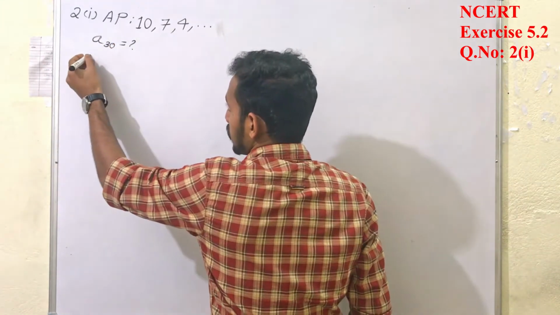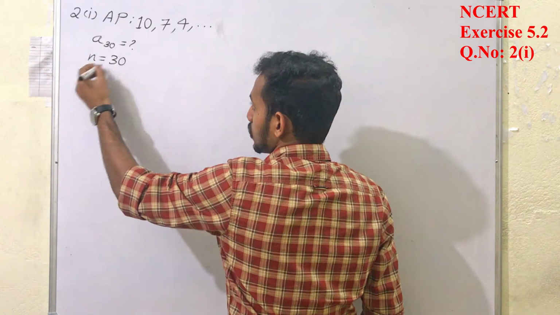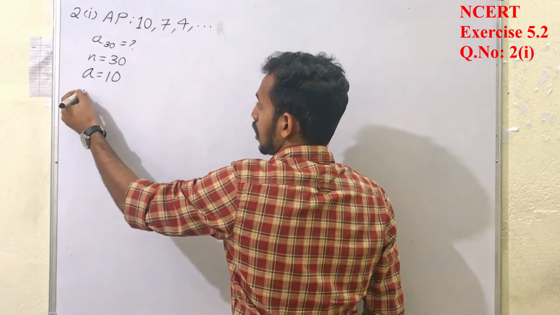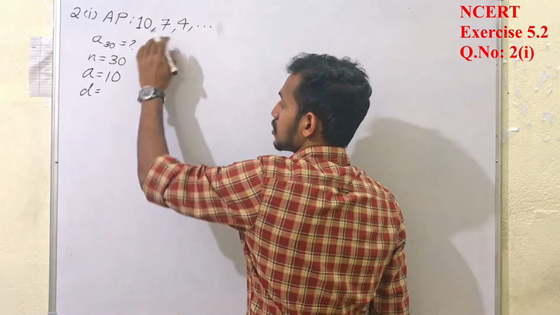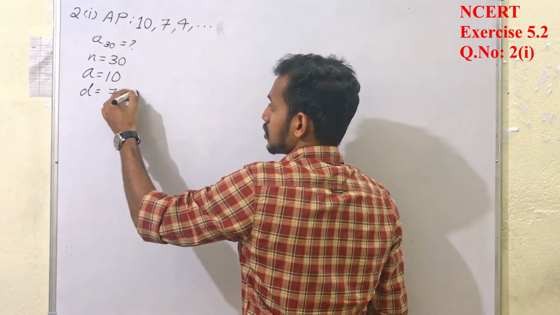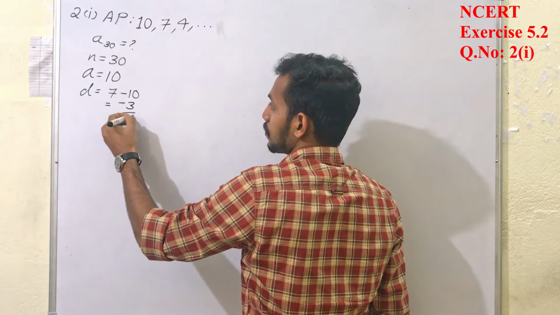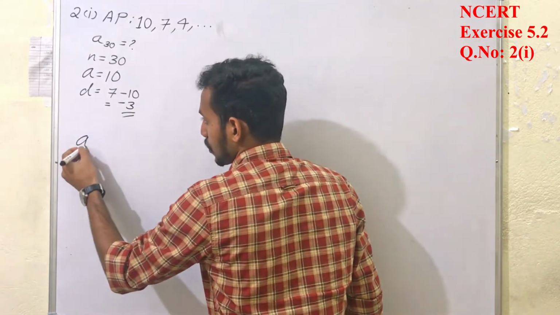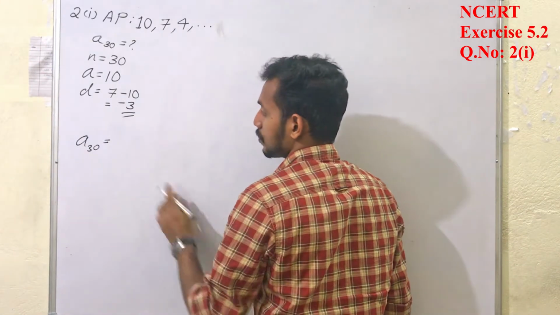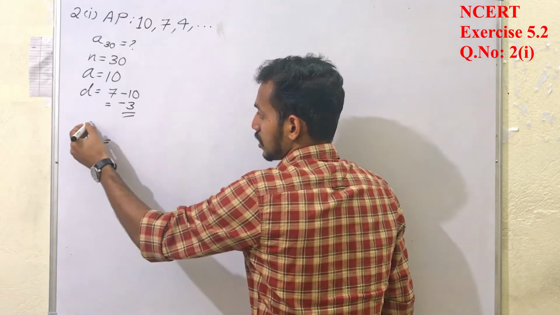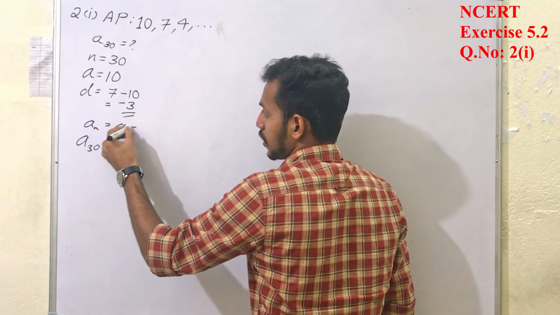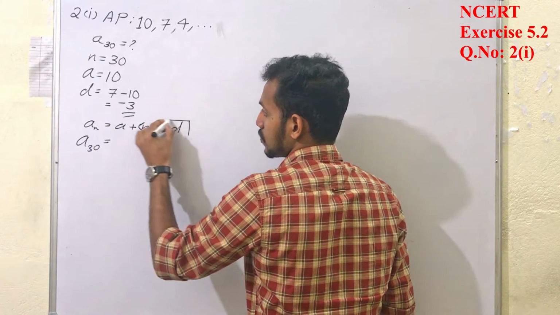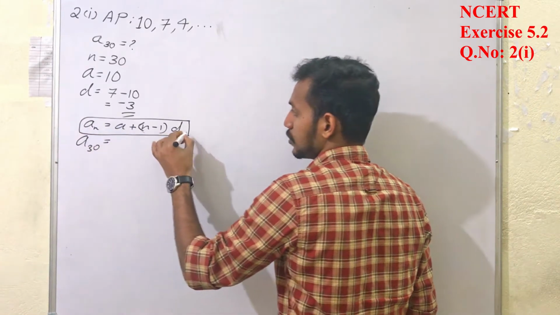So for finding the 30th term, n is equal to 30 and a will be, what is the first term of this AP? 10. And what is the common difference? Common difference is equal to 7 minus 10, which is equal to minus 3. Then what will be the 30th term? What is the general formula? That is a_n is equal to a plus (n minus 1) into d. This is the general formula which we need to remember to find a particular term of the AP.